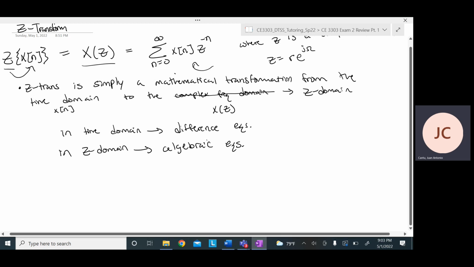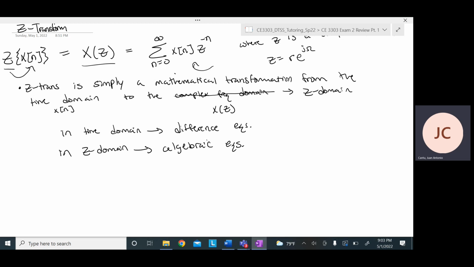We simply take our DT-LTI system in the time domain, apply the Z transform. Now we're messing with algebraic equations, solve it in the Z domain, and then use the inverse Z transform to go back to the time domain, and it makes the math a lot easier.